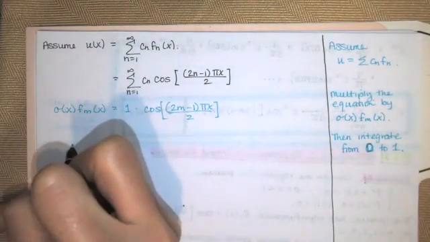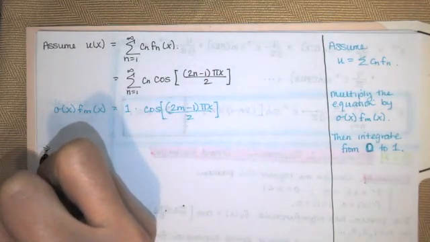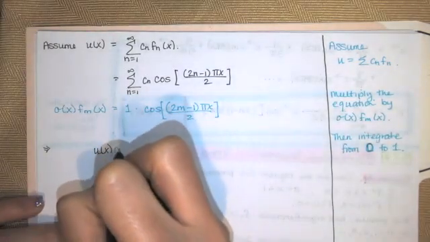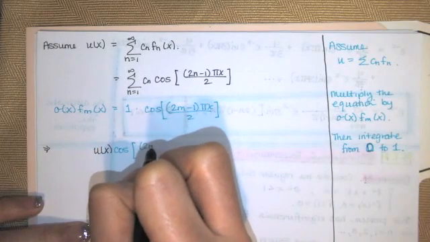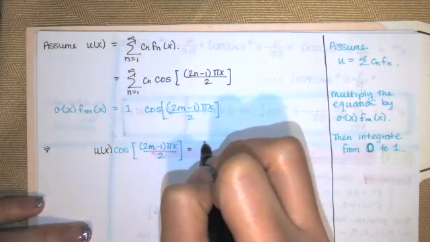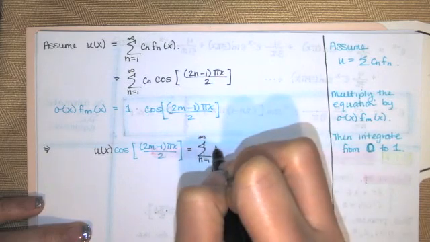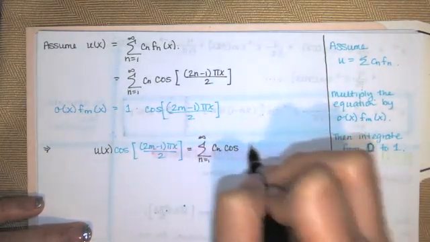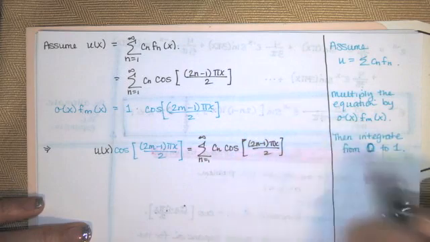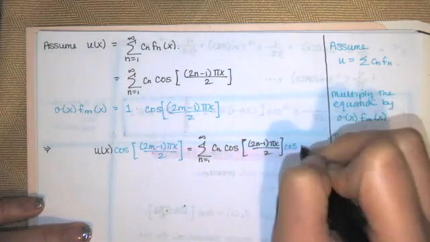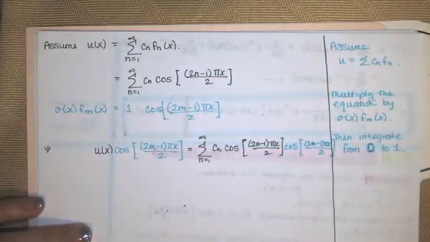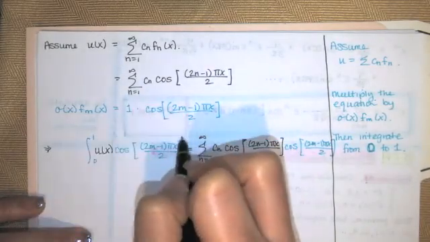Okay, so we have on the left u of x times cosine function. On the right, we've got the sum, as n goes from 1 to infinity, of c sub n times cosine of 2n minus 1 times pi x over 2 times another cosine function, cosine of 2m minus 1 times pi x over 2. And then we will integrate all of these from 0 to 1.